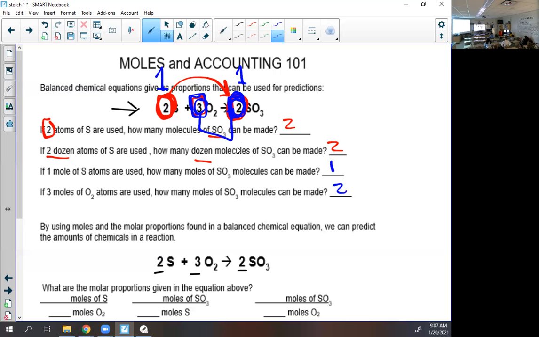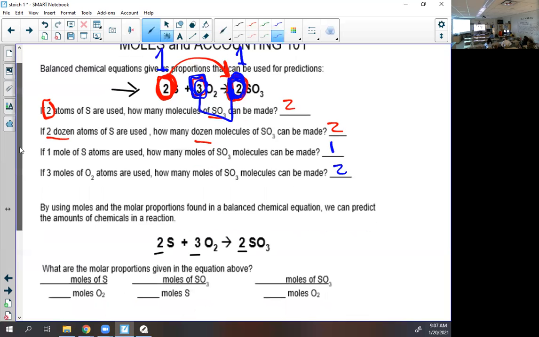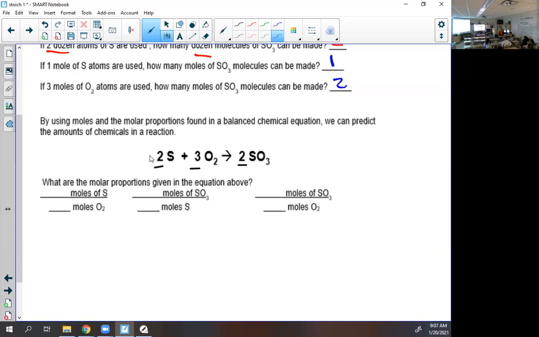So these numbers will tell me the comparison of each one. Coming down here, all we're doing is taking the numbers in front of these things and putting them on these lines. So the molar proportion of S to O2, I just take the S, which is a 2, the O2, and I put a 3. The middle one, SO3, I put a 2. Moles of S, I put a 2. Next, SO3, I put a 2. O2, I put a 3. So these are the proportions.